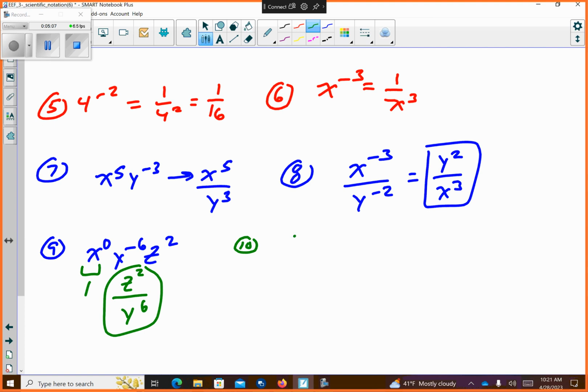Number 10, I have 3 over y to the negative 8. So y to the negative 8 wants to move back up. So a 1 stays on bottom. You don't have to put the 1 on bottom, but there's the answer to number 10. I don't know about y'all, but this chapter seems like it might be going pretty okay for y'all. Agree? Yeah.